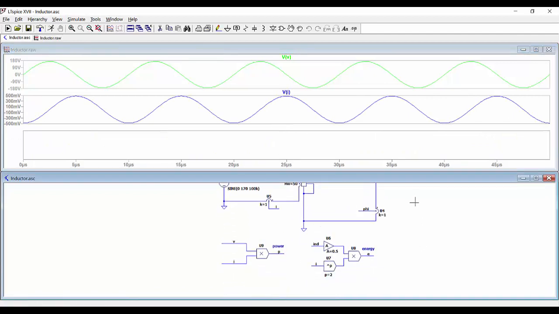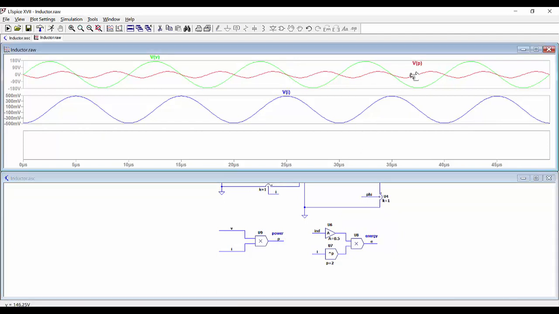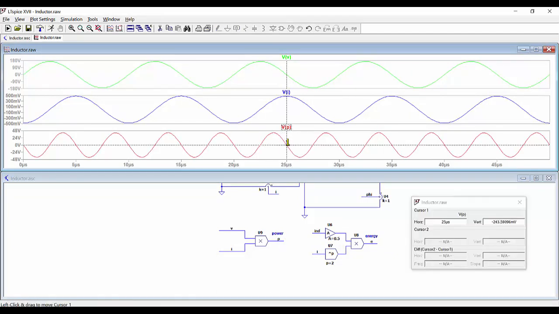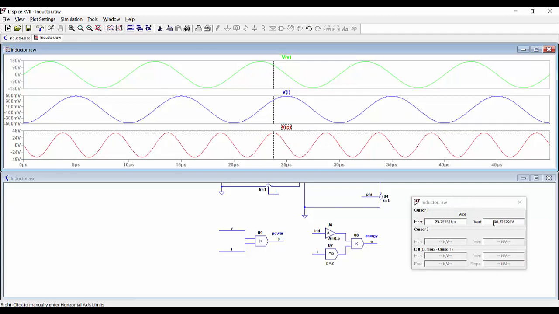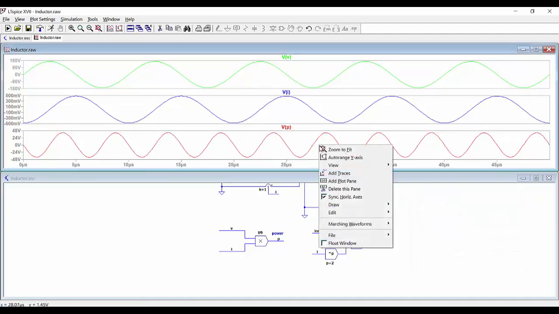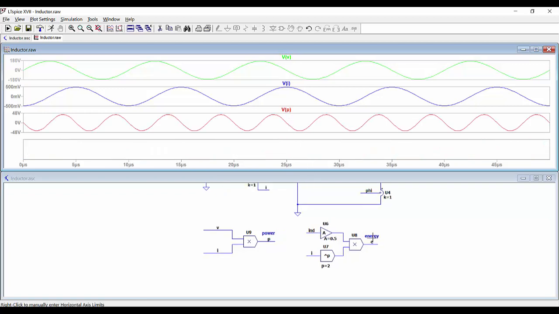And here we can show the instantaneous power. So we can see that this is the instantaneous power. The peak value of the power is 40.7 watts, but the average value is almost zero. As we can see here, it is 13 milliwatts, so it's very small. And then we can add another pane and show finally the energy.